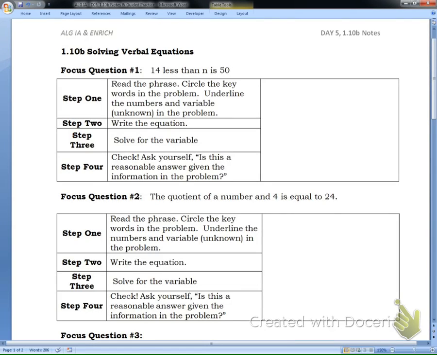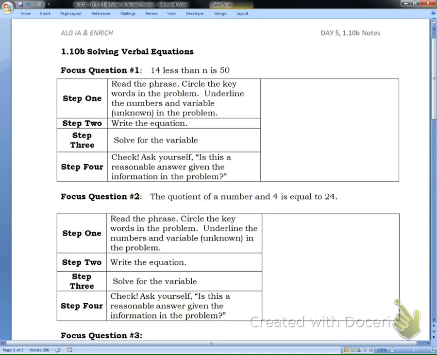Alright, in the previous video you learned how to write an equation given a verbal expression. Now we need to go one step further and actually solve that equation after we write it from the verbal expression. In each one of these steps, step 1 is to read the phrase and circle the keywords in the problem. I've been highlighting them before for you, but unfortunately on the ECA you won't be allowed to use a highlighter. You can still use your pencil to identify those keywords. So we're just going to circle them.